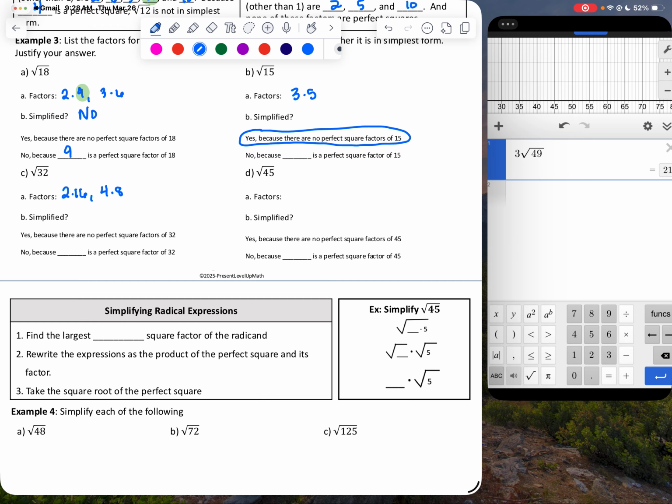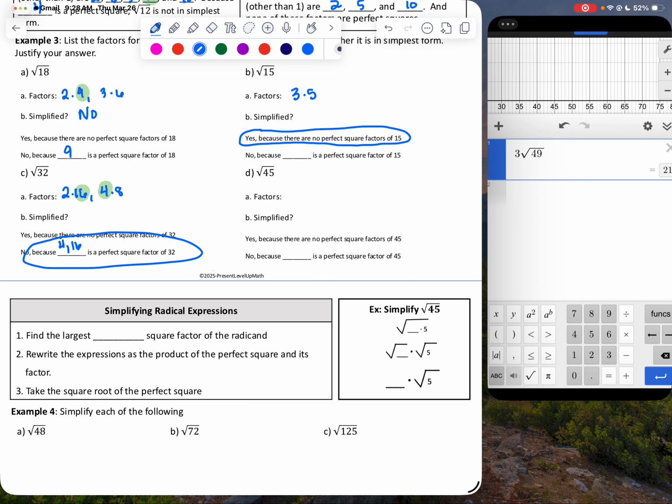All right. So is square root of 32 simplified? Well, ask yourself, are any of those factors perfect squares? Well, in fact, there are 2 perfect square factors. So I'm going to say no, because 4 and 16 are perfect square factors of 32. So it is not simplified.